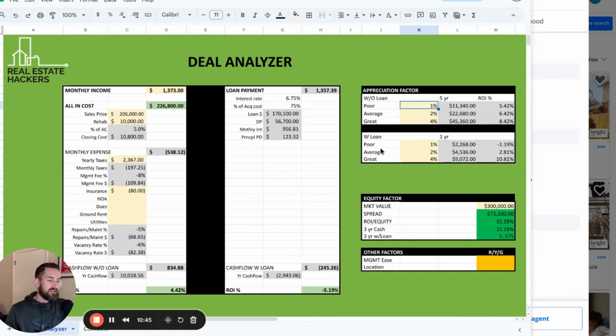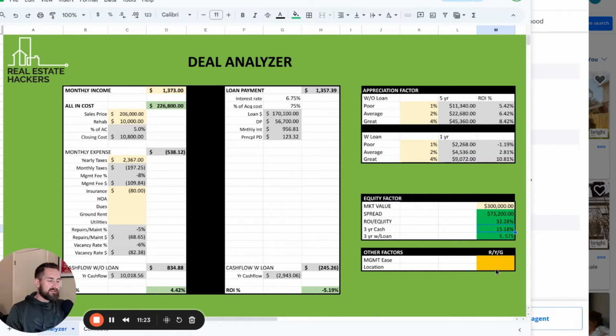And same thing, this is with a loan, and this is just for 1 year. What this would do if your property appreciated within 1 year, what that's going to look like. If your property appreciated at 4%, then this ROI ends up going to 10.81%. It just changes things a little bit because you have equity involved in your picture.